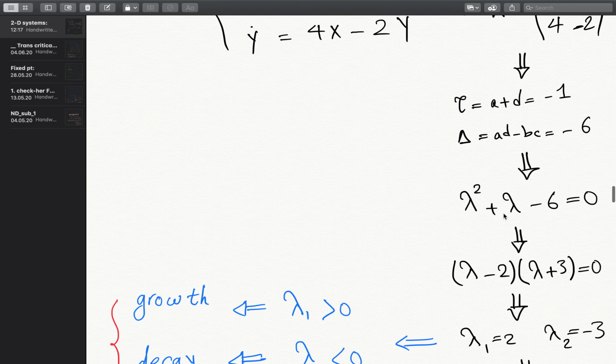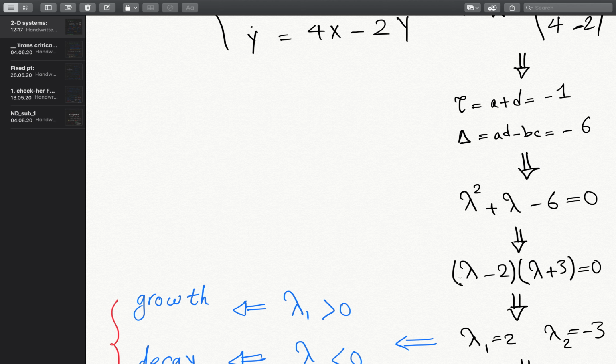And if I want to find the roots of this equation, it's like lambda minus 2 times lambda plus 3. So you can see that here, for instance, lambda times lambda is lambda squared, which is this. Lambda times 3, I have a 3 lambda, as well as minus 2 lambda, therefore two of them cancel each other out and one of them will remain. And minus 2 times 3 is minus 6.